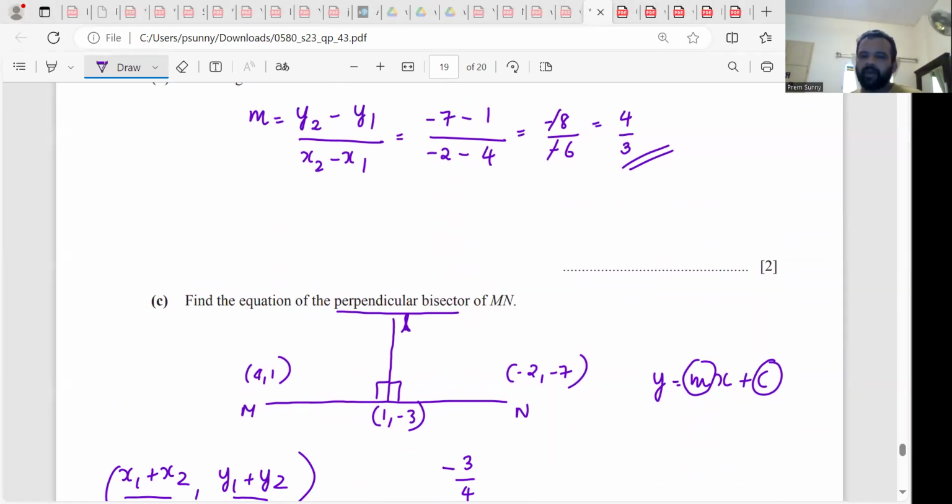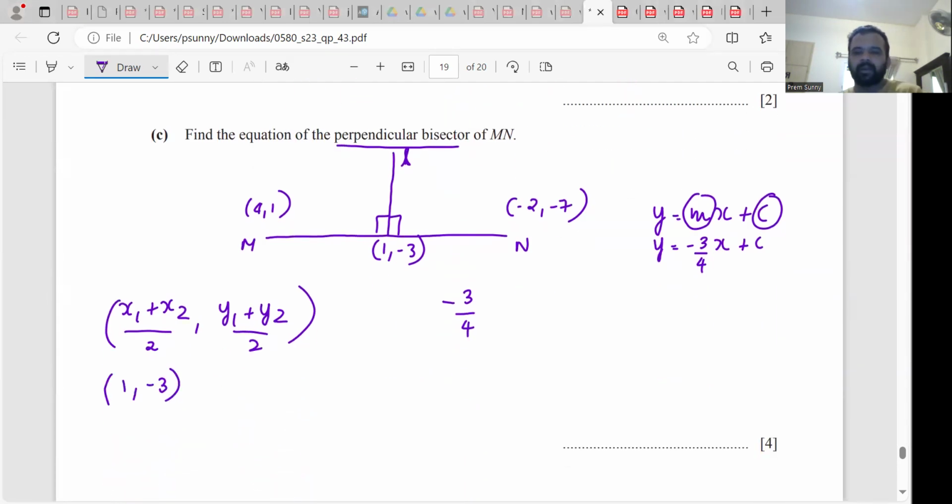So we got the m value, negative 3 by 4. So y equals negative 3 by 4 x plus c. I repeat, how did I get negative 3 by 4? If the lines are perpendicular, then if we know the gradient of MN, the gradient of this line L will be the negative reciprocal of the gradient of MN. So the negative reciprocal of 4 by 3 is negative 3 by 4. So y equals minus 3 by 4 x plus c.